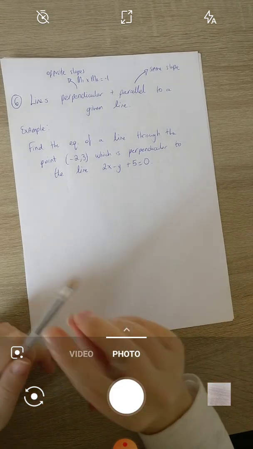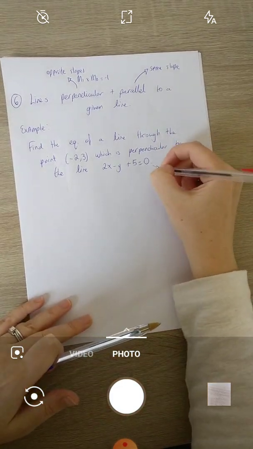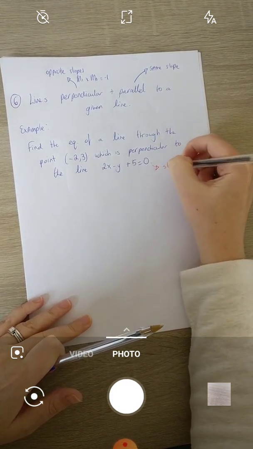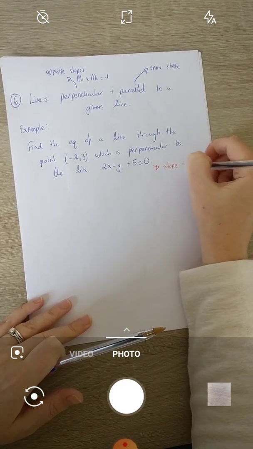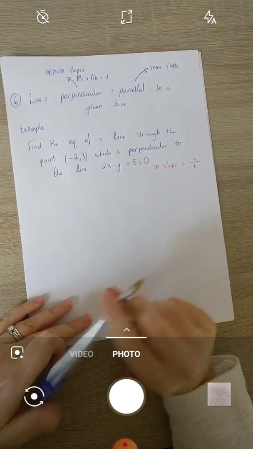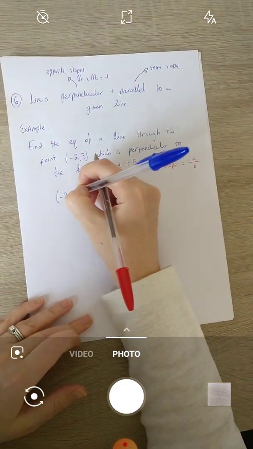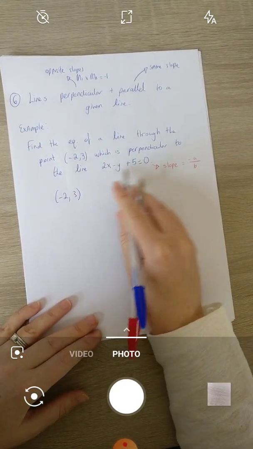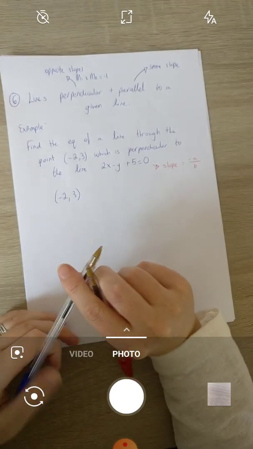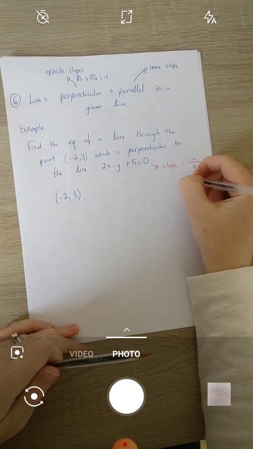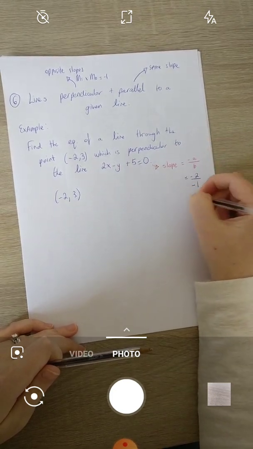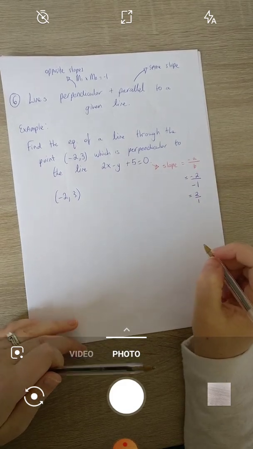Okay, so the first thing we're going to do here is when our equation is written like this, to find the slope, remember we get minus a over b. The point that we're going to be using is -2, 3. So if we look at the slope of this line here, minus a over b means it would be -2 over b would be -1. So the slope here is 2 over 1.